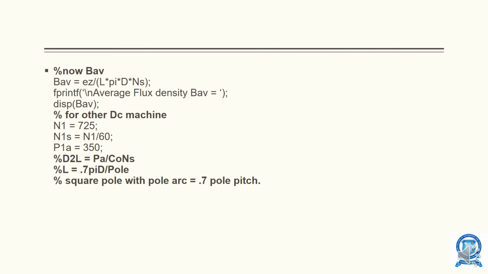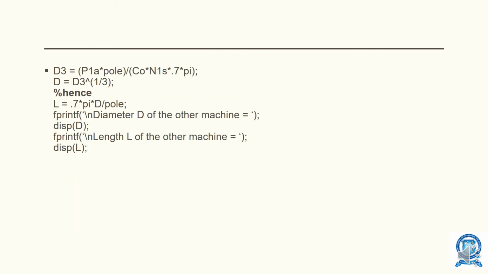Then P1, again the power for the second machine, they have taken as P1. Again it is not necessary to use P1. The notation which you are using, you need to use the same notation throughout the program. And D square L, the same formula you need to use. Again the hint given is square pole with pole arc by pole pitch equal to 0.7. The psi value is given. So you find the value of D and display it, again find the value of L and display it.